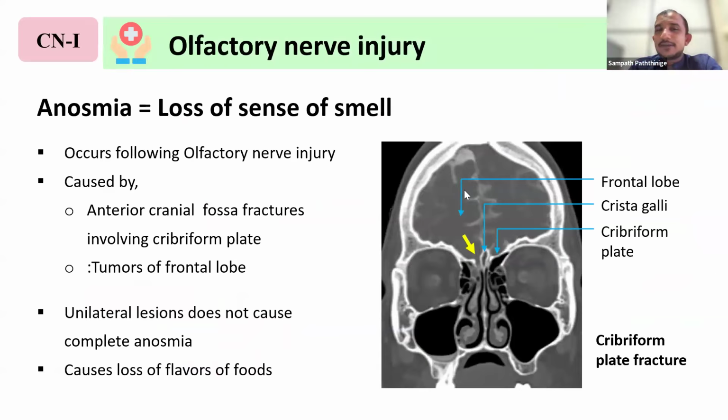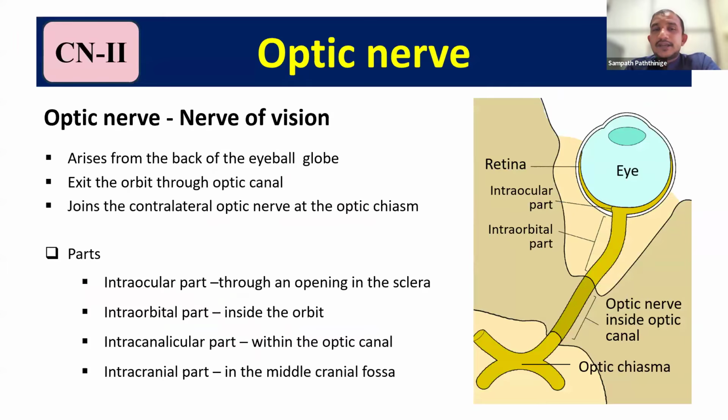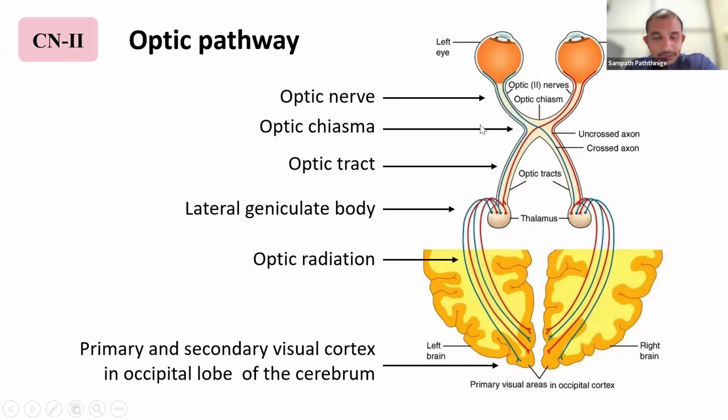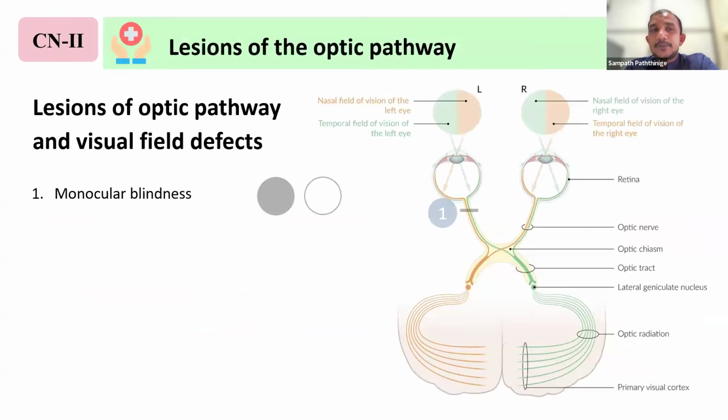Or it might be affected by frontal lobe tumors. So how they present is with anosmia, right? So the optic nerve is important, because you should know what happens when the different components of the optic pathway are damaged, right? So we have monocular blindness when the optic nerve is damaged.